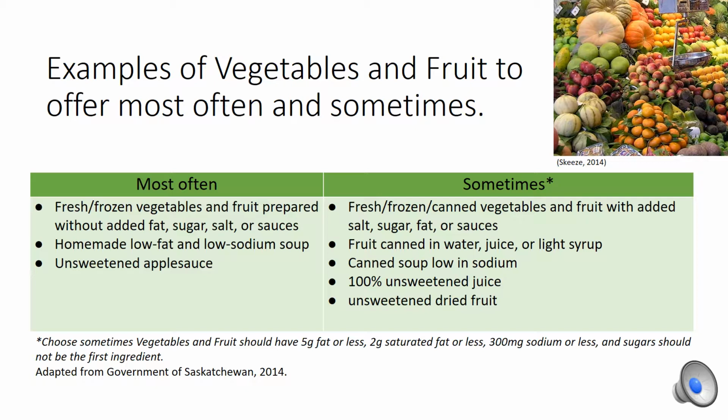Remember that for choose sometimes vegetables and fruit, they have 5 grams of fat or less, 2 grams of saturated fat or less, 300 milligrams of sodium or less, and sugars should not be the first ingredient.